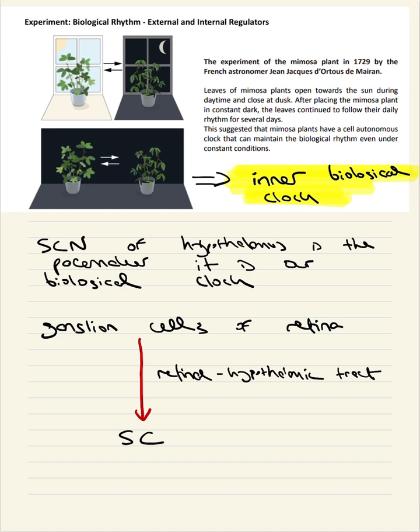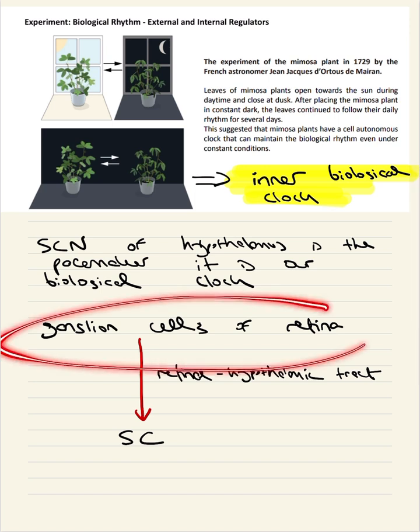Very, very important. Now, you have the suprachiasmatic nucleus of the hypothalamus, which is the main biological clock in humans. This is the central pacemaker. Now, you obviously have a bunch of peripheral pacemakers, which we're going to talk about. For example, your heart's sinoatrial node is a peripheral pacemaker. But your central main pacemaker, your main biological clock, is your suprachiasmatic nucleus of the hypothalamus.